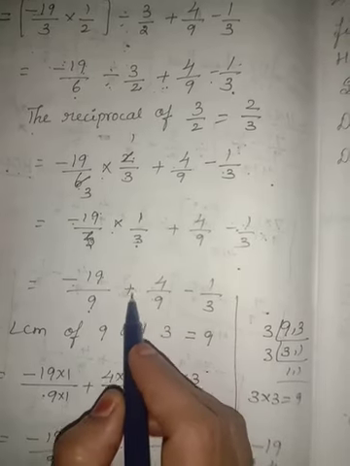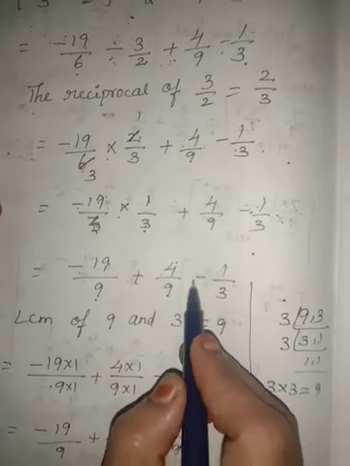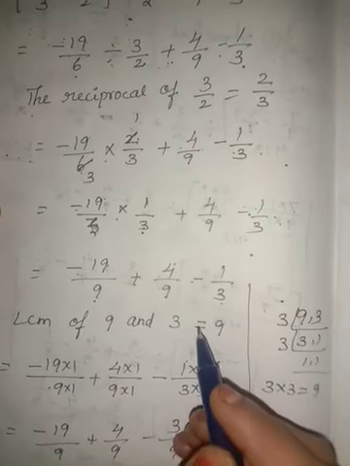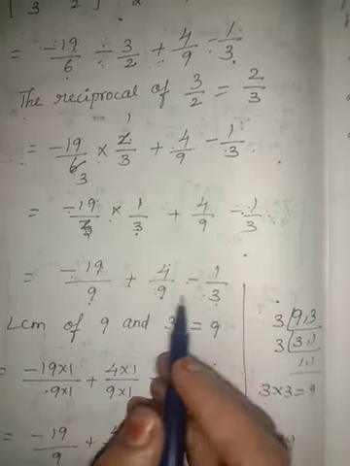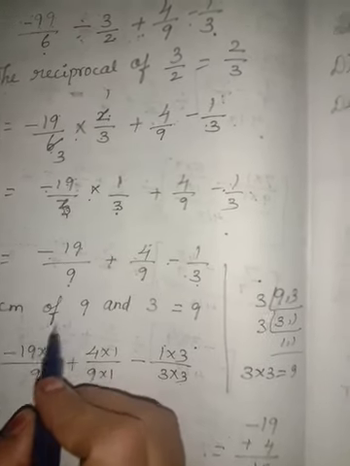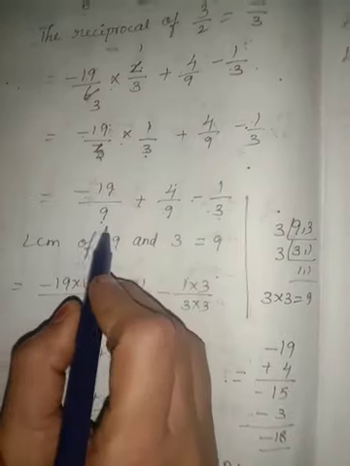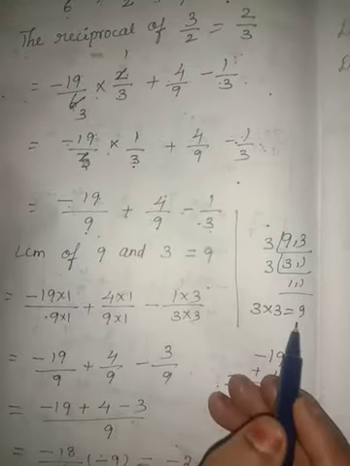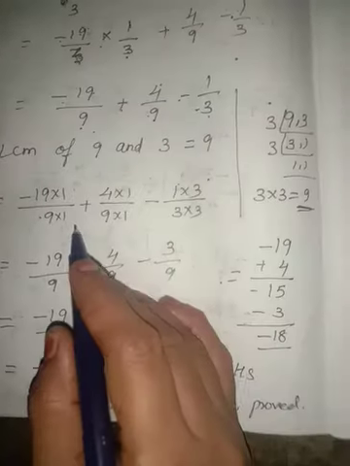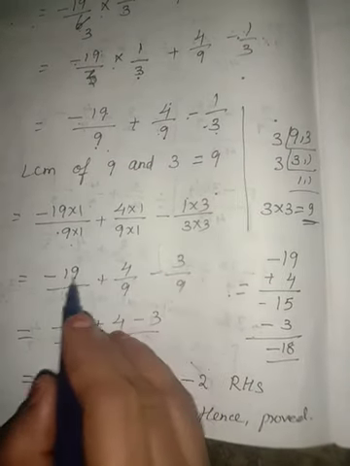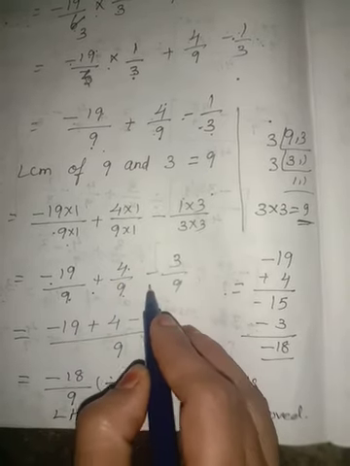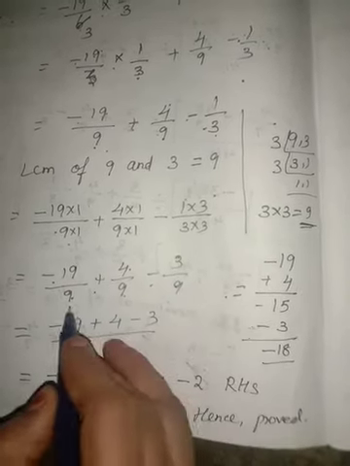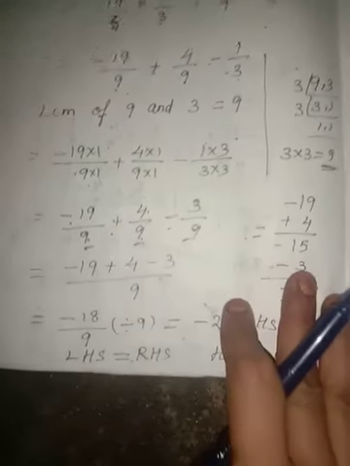So the next two terms: plus 4 by 9 minus 1 by 3. Here we can take the LCM because the denominators are unlike. For that I take the LCM of 9 and 3. We get 9. So make them equivalent rational numbers. We get minus 19 by 9 plus 4 by 9 minus 3 by 9. So here all the denominators are the same.